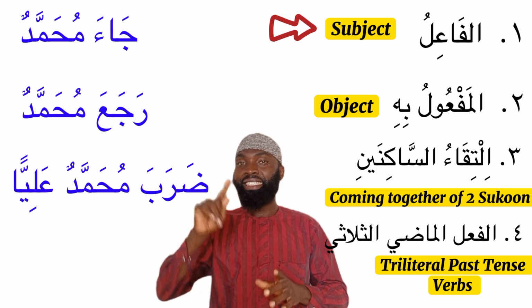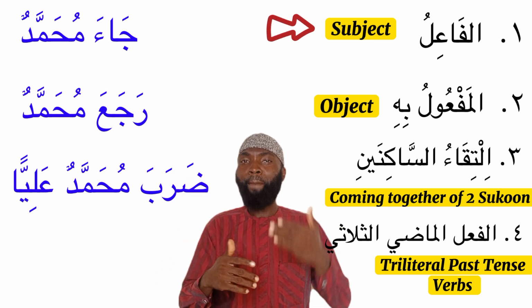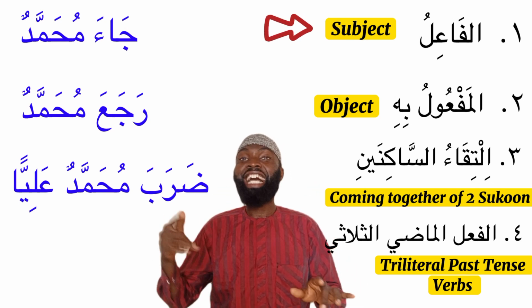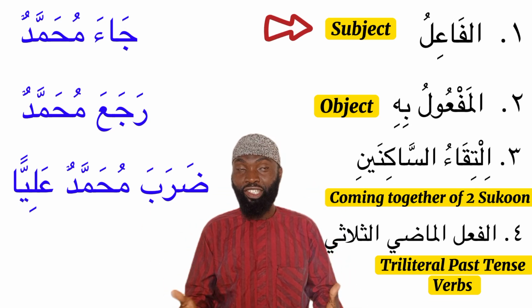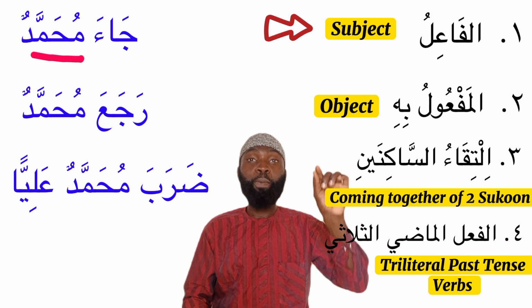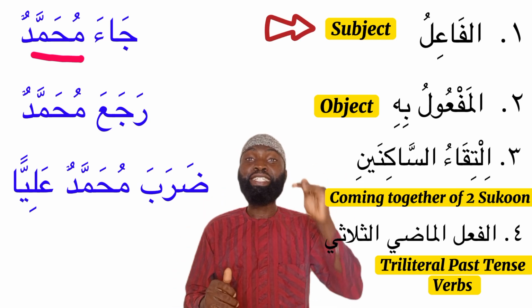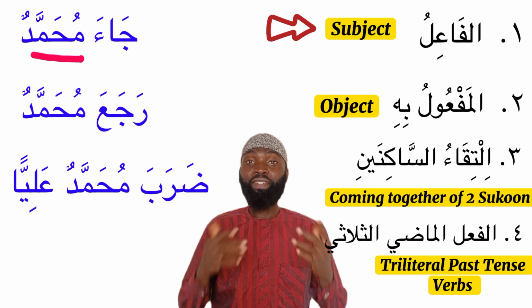Now look at the first sentence, ja'a Muhammadun. Muhammad came. There is an action that is being performed here, and the action is the action of coming. Who performed the action? It is Muhammad. So Muhammadun here is coming as the fa'il. And what is fa'il? The subject of the sentence, the performer of the action.